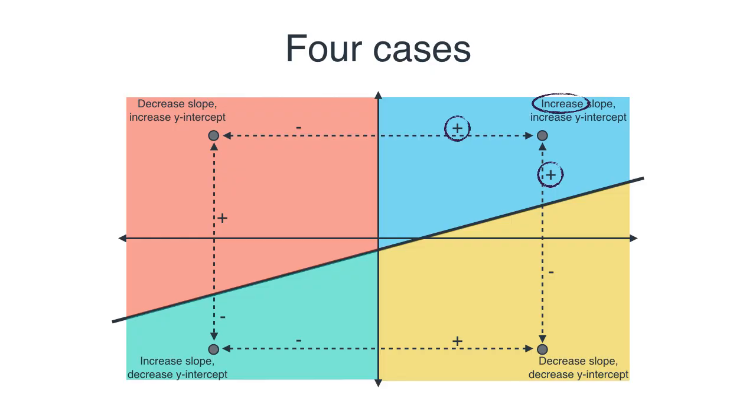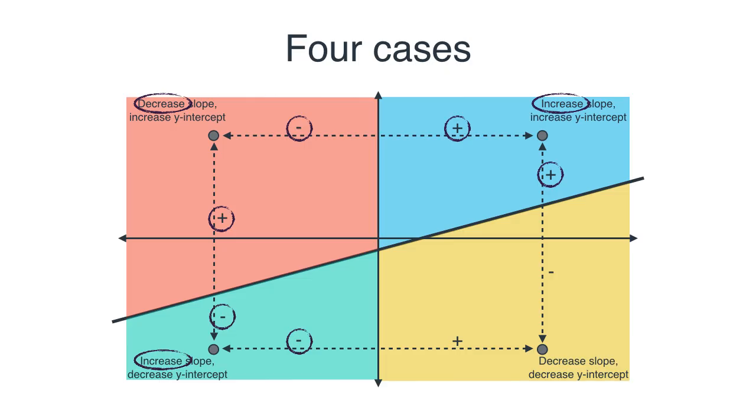Now let's go to the red area. We have a positive and a negative. The product of these 2 is negative, and we want to decrease the slope. If we go down to the green area, we have a negative and a negative, and the product of these 2 is positive, and we want to increase the slope.